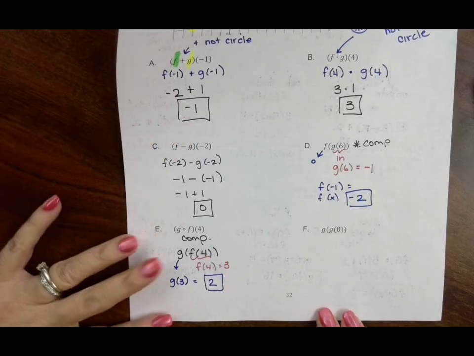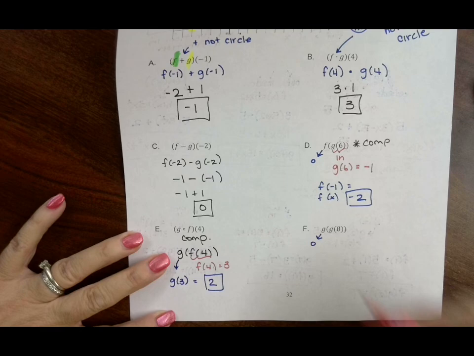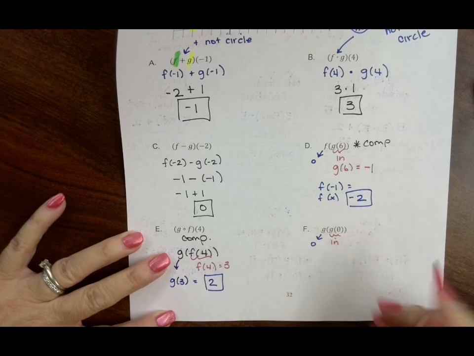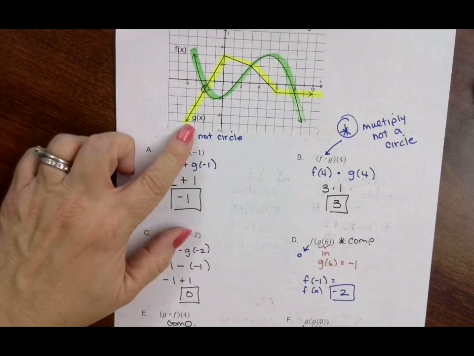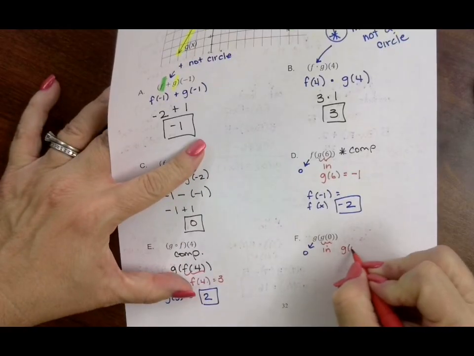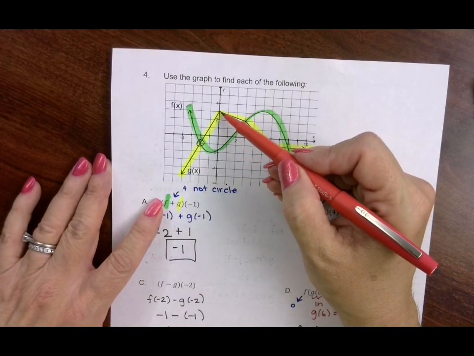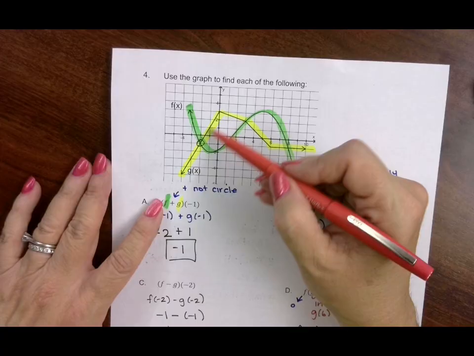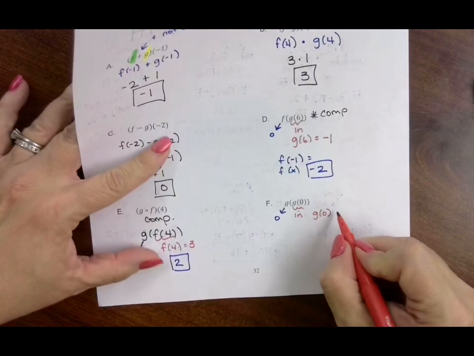Okay, now this is kind of fun. So this tells me that g is my outside graph and g is my inside graph. So remember, we always go from inside out. So g is my yellow graph. So if I want to know this part, g of 0, I go over here. G of 0 is going to be 3, right? That's my yellow graph. When x equals 0, that's my y-axis. So this value is 3.